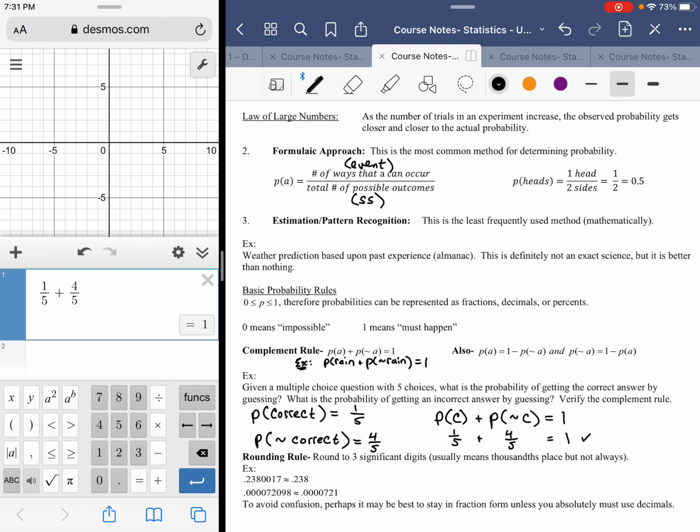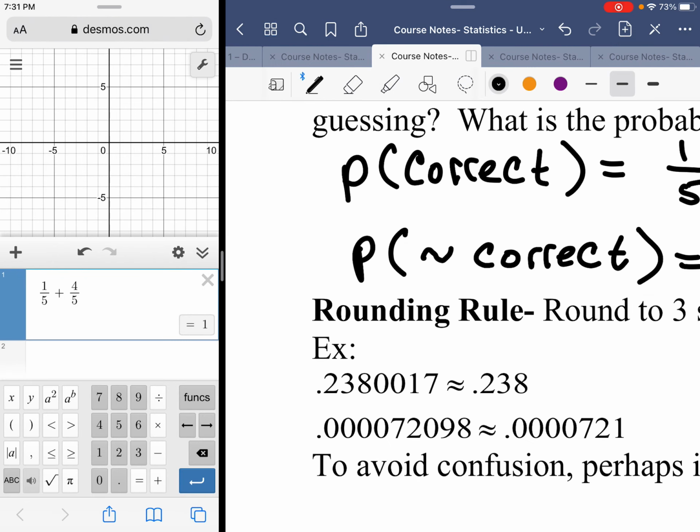All right. The last thing on this page is the rounding rule. We want to go to 3 significant digits. Here's a couple examples of 3 significant digits. So in the case of 0.2380017, we're just rounding after 3 decimal places, and that's it. All right. When we're rounding to 3 significant digits, what we're doing is taking the first 3 non-zero digits. So that kind of seems complicated, but it's really not.